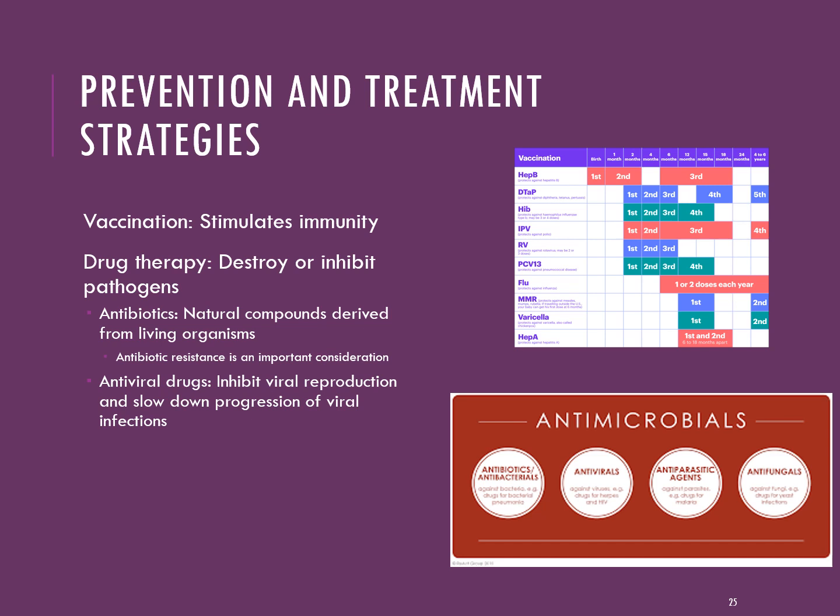Another way to prevent or treat is, of course, with drug therapy. Drugs are going to facilitate the destruction or the inhibition of those pathogens. Antibiotics and antiviral drugs are two common types of drug therapies that we use to treat microorganisms. Antibiotics can either be derived from natural compounds, from living organisms, or we are able to manufacture some synthetically now. And then antiviral drugs inhibit viral reproduction and slow down progression of viral infections.